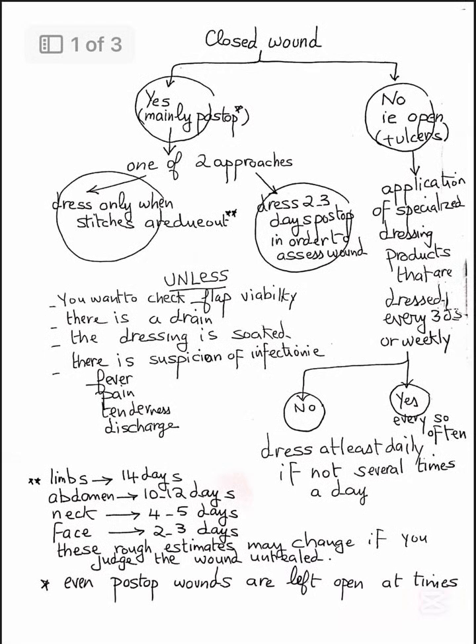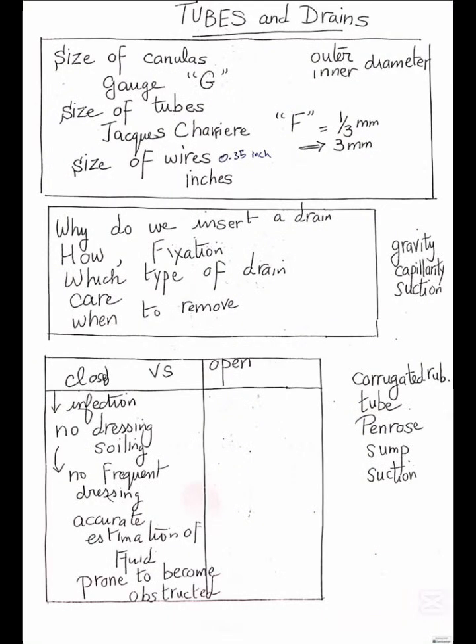Let's compare closed versus open drainage systems. Closed systems are sealed, reducing infection risks. They don't require frequent dressing changes because there is no external soiling. They also allow for more accurate fluid measurements. However, they can be prone to obstruction.